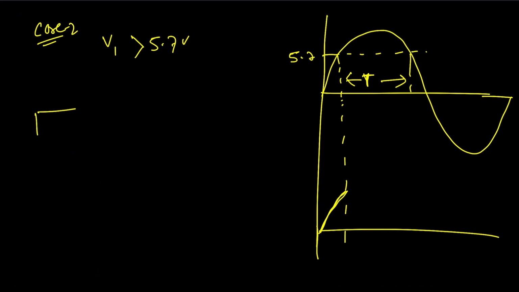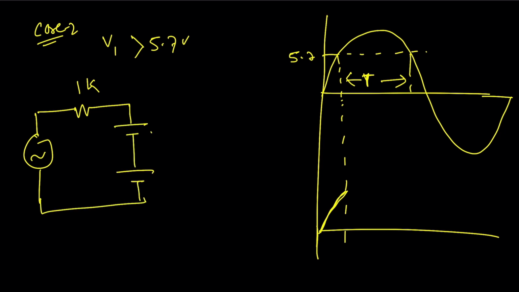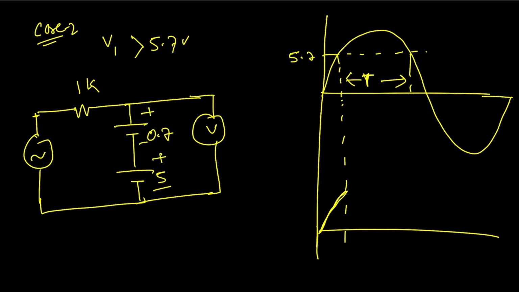The circuit will be like this: 1K, and this is a voltage source, another voltage source. This voltage is 0.7, this is 5, and we have a voltmeter. Here you can see that this voltage source is plus minus, this is plus, this is minus.